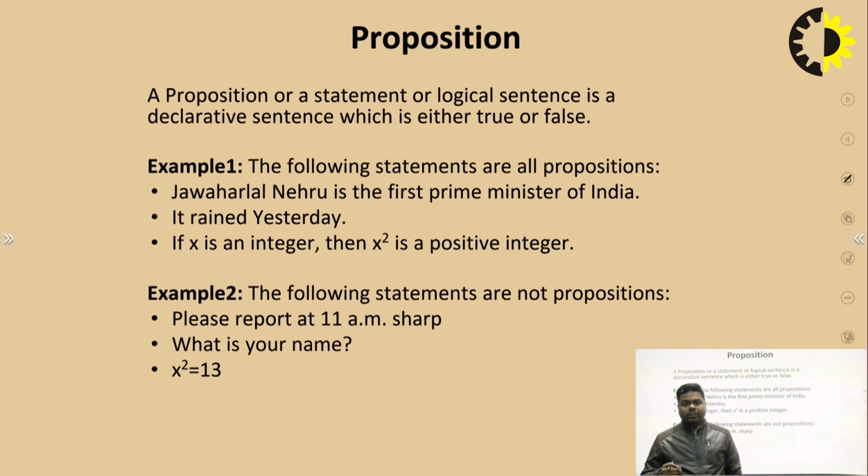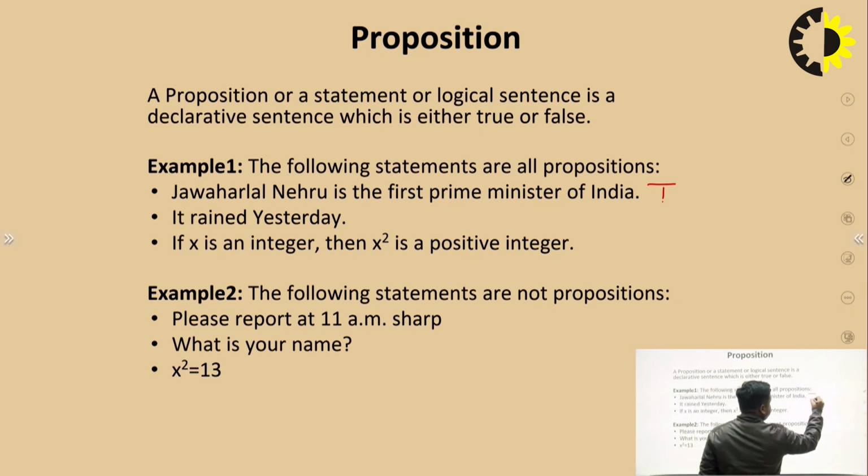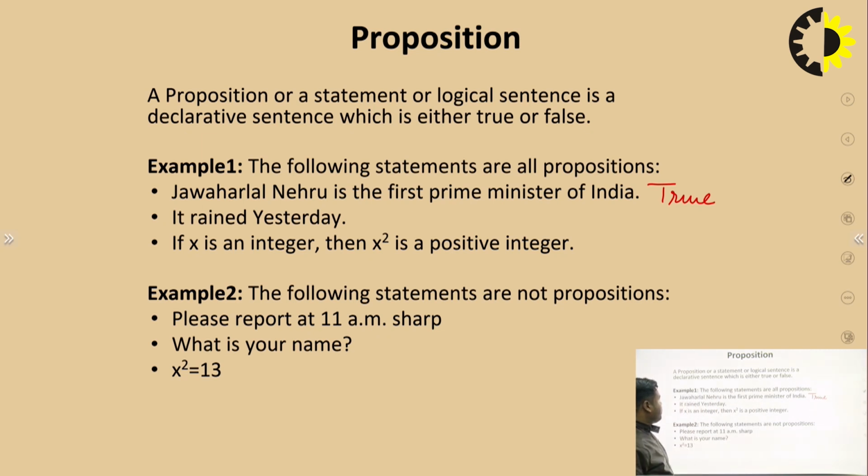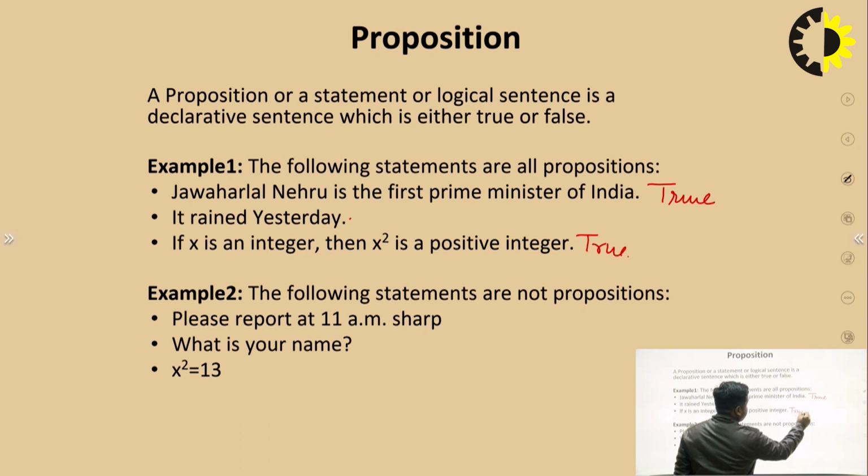So there are so many statements over there. How can we say that it is a true statement or a false statement? There are some following examples. The following statements are propositions: Jawaharlal Nehru is the first Prime Minister of India. It is a true statement. It rained yesterday. It can be true or it can be false, but now we can say that it is a true statement. If x is an integer, then x square is a positive integer. It is a true statement.